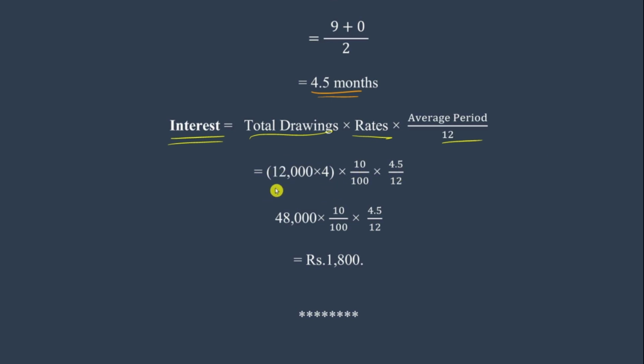Interest is equal to total drawings into rate into average period divided by 12. So substitute into the main formula as usual. The total drawings is 12,000 into 4, because 4 is the number of quarters, and for every quarter he is drawing 12,000 rupees. That is 12,000 into 4, that is 48,000, into 10 divided by 100, into 4.5 months divided by 12. The 4.5 months is this. If you calculate, the zeros cancel and 480 into 10 into 4.5 divided by 12. That's how you need to solve the sum if they ask in quarterly.